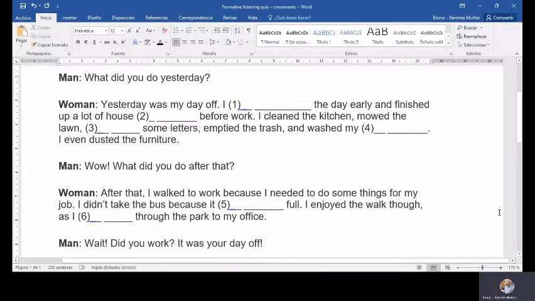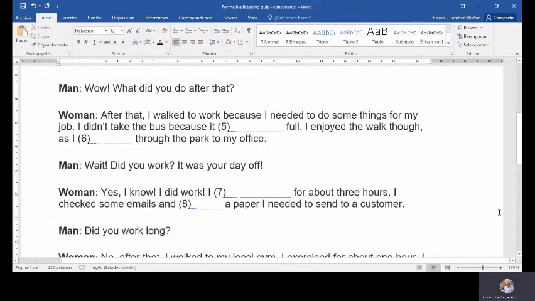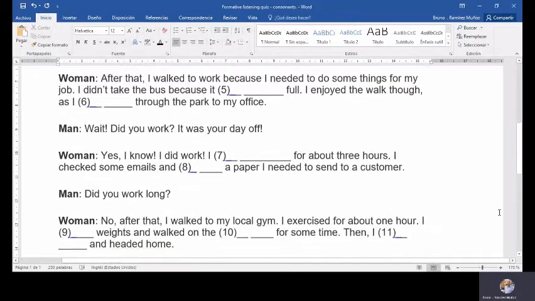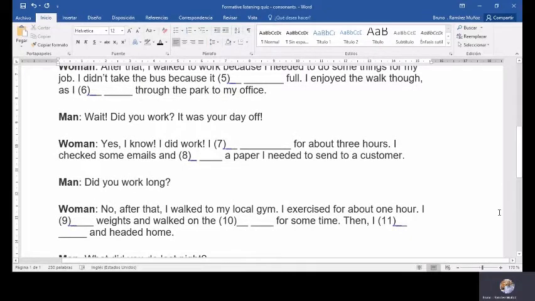Wow. What did you do after that? After that, I walked to work because I needed to do some things for my job. I didn't take the bus because it looked full. I enjoyed the walk, though, as I strolled through the park to my office.